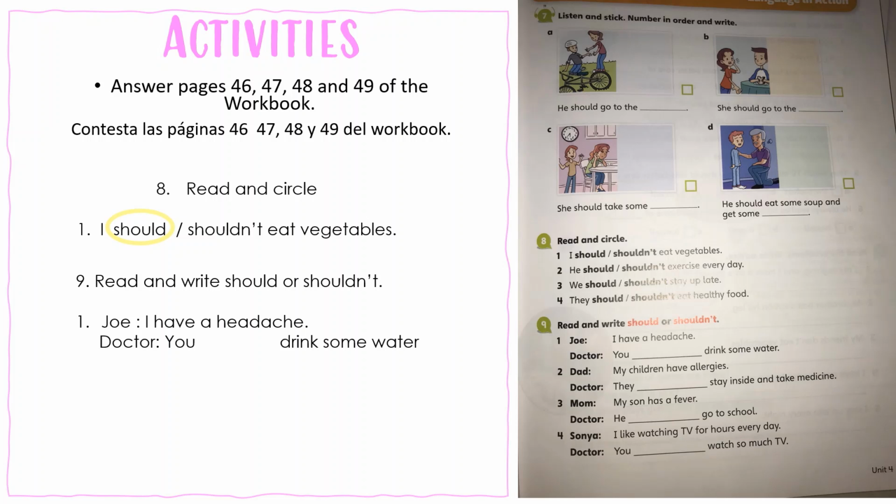Number 9. Read and write should or shouldn't. You have to choose should if it is a good idea and shouldn't if it is not a good idea. For example, number 1. Joe, I have a headache. Doctor, you blank drink some water. Do you think drink some water is a good or a bad idea? Excellent, a good idea, so the answer will be should. Now it's your turn. Please complete the exercise.